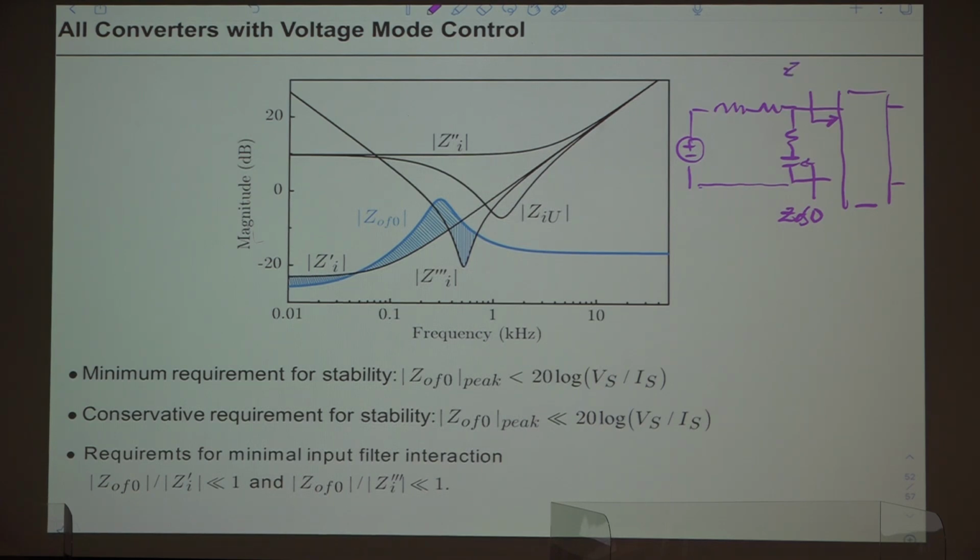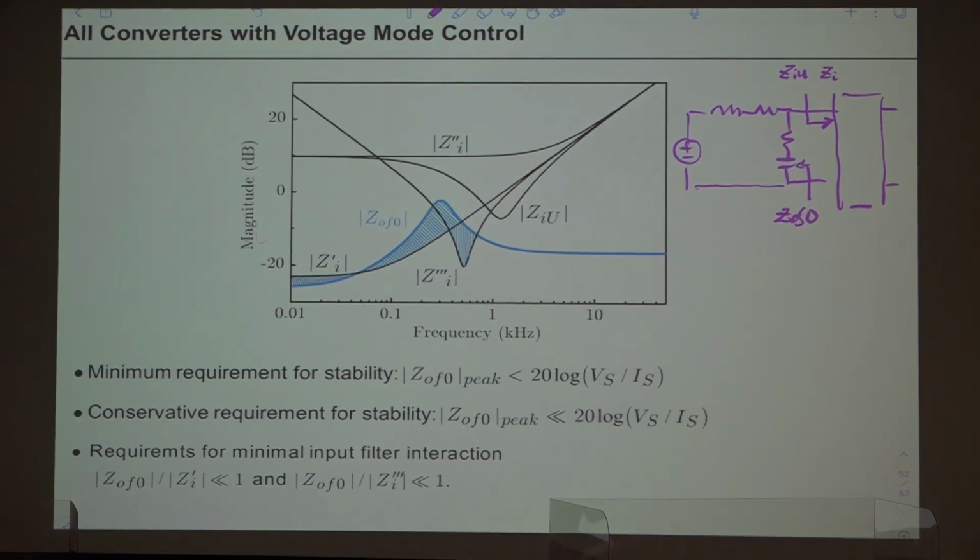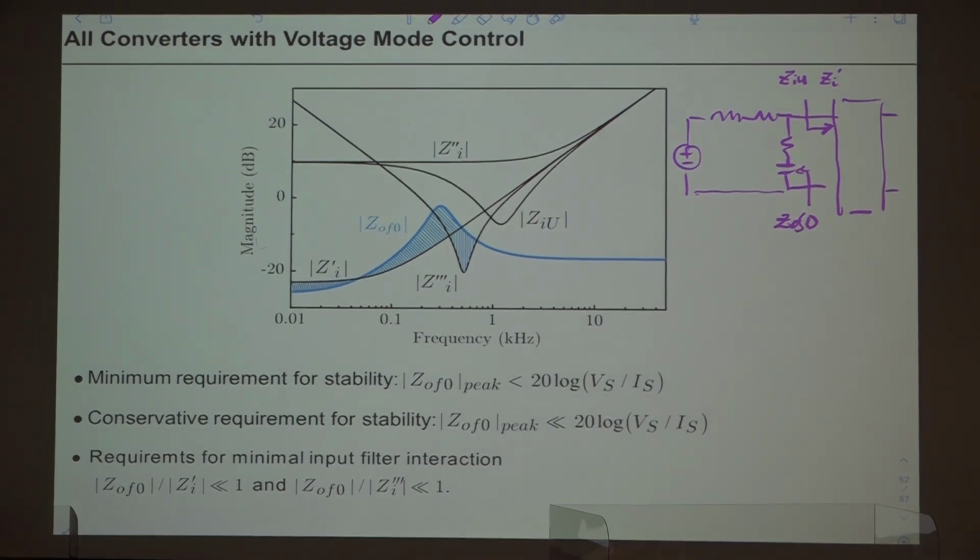First one is just regular closed loop input impedance, GIU, and GI prime is the open loop. Is it right? Open loop input impedance with input port shorted. Okay, and GI double prime is input impedance evaluated with the situation the output voltage is nullified, GI double prime, and GI triple prime is input impedance of the converter evaluated with simply voltage loop open.